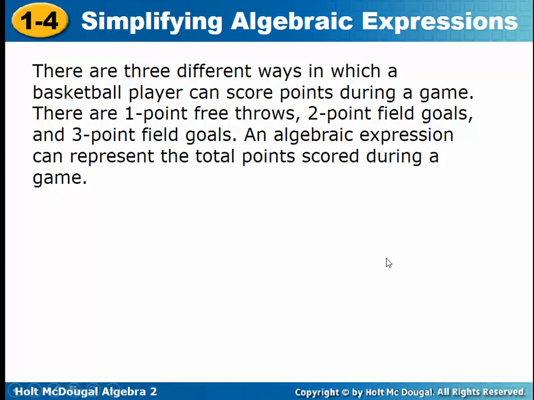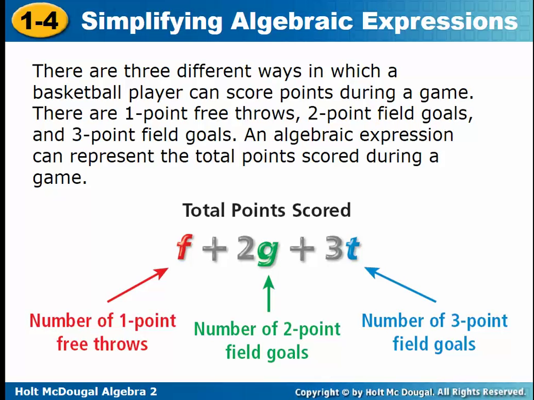There are three different ways in which a basketball player can score points. There are free throws, 1 point, field goals, 2 points, and 3-point field goals. An algebraic expression can represent the total points scored during a game. So they're using F for free throws, G for 2-point field goals, and T for 3-point field goals. So these are the variables, the F, the G, and the T, and then the numbers in front of them represent how many points each would be.